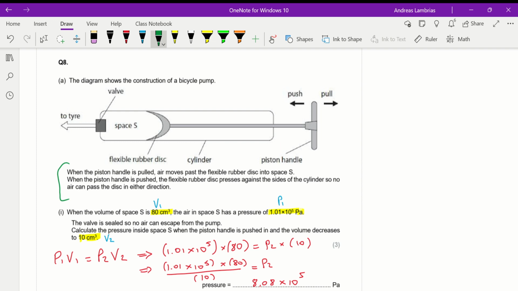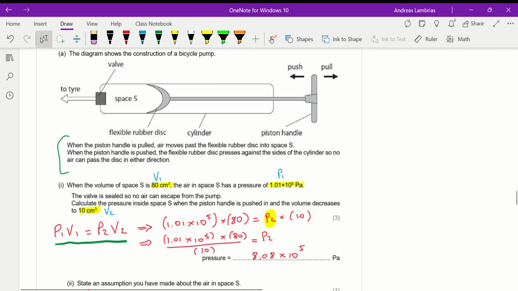So we apply Boyle's law, which is P1V1 equals P2V2. So remember that we need to write the equation. Then the second step is to substitute the values. As you can see here, I'm substituting the values. The only unknown term will be P2. Therefore, I need to rearrange this equation and make P2 the subject. So the value of 10 will move to the other side. If it's multiplication, it will become division. And then this will allow us to calculate P2, which is 8.08 times 10 to the power of 5 pascals.